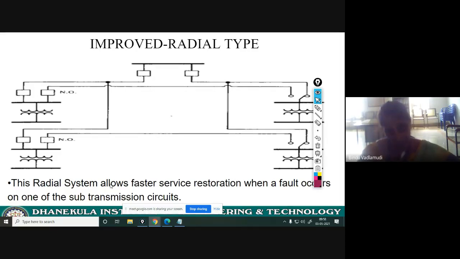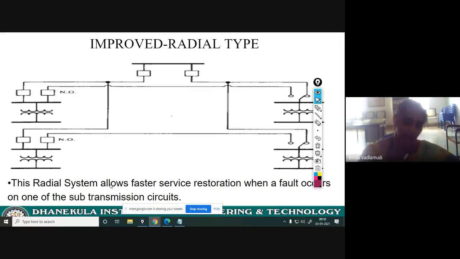When compared to the radial system, here the circuit is somewhat complicated but understandable. The main advantage of this system is faster service restoration. We can restore the service within a short time, because we just change the substation if any fault occurs in one of the substations. We have already planned for the backup system. So this is the second method.